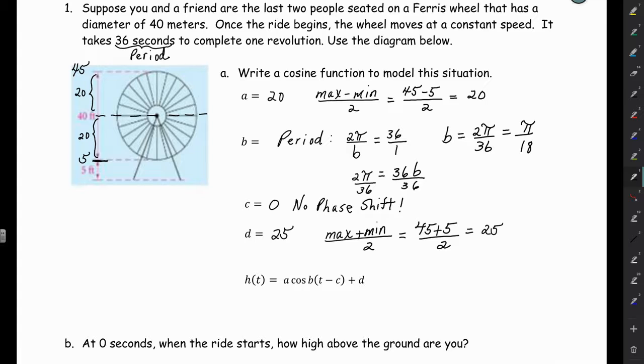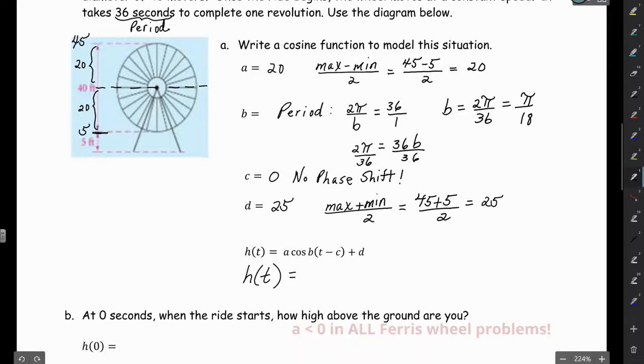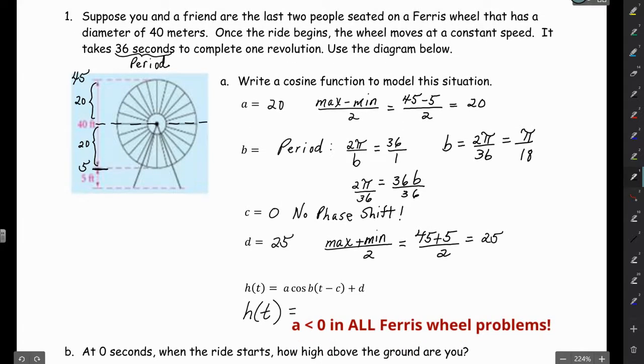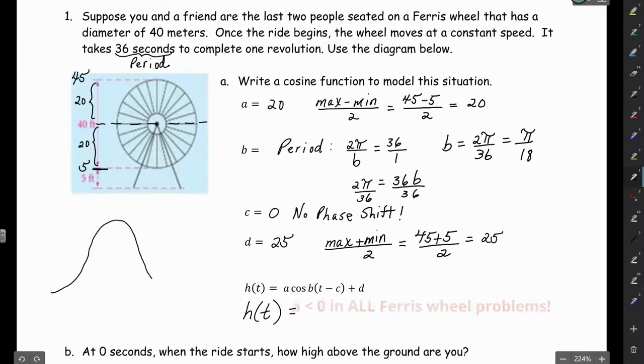And now we have the easy part of just filling in the formula. So h of t is equal to a. Now remember, we're talking about a cosine curve that starts low and goes high, so we know that the value out front has to be negative. The value we found for a is 20. We have the cosine. B we found to be pi over 18 of t plus d, which is 25. So final answer for part A, right here.